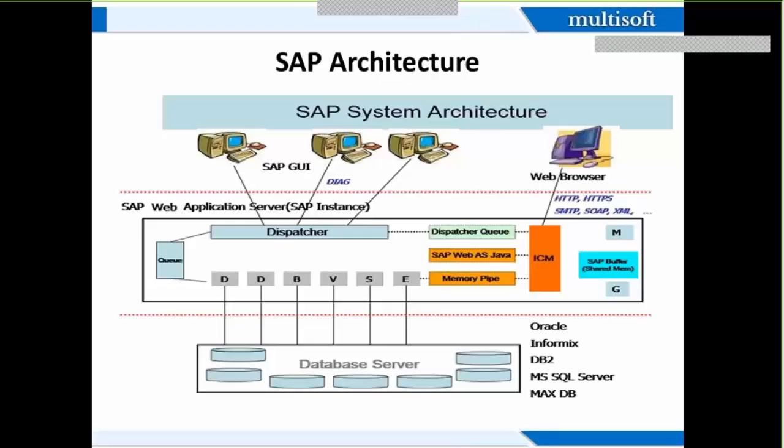The Internet Communication Manager is available here, which connects using HTTP, HTTPS, and SMTP. These are the protocols used to display the application in the browser. So whenever we are working with web dynpro, this part comes into the picture. Then the same process is followed in the memory pipe, and there are the various processes in the application server which connect with the database. When they connect with the database, they fetch the data and provide us a real-time solution, that is the three-tier architecture.